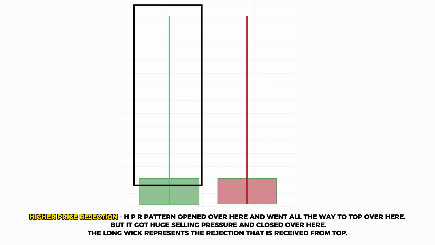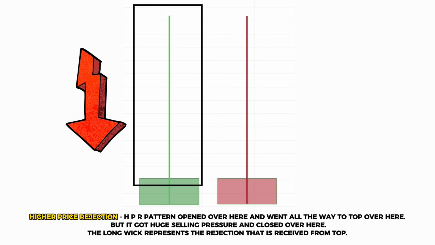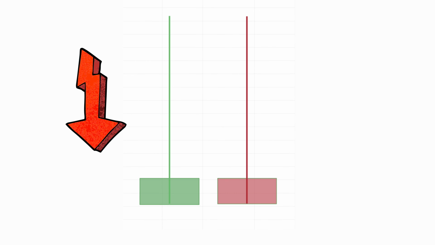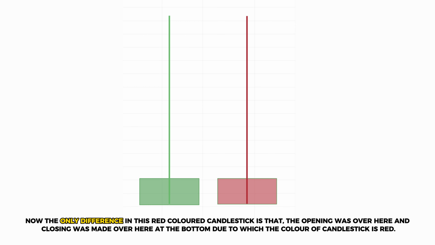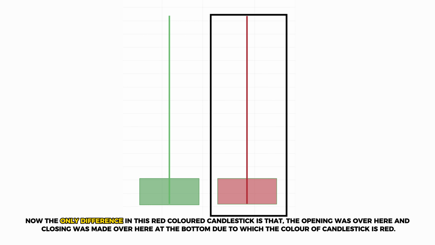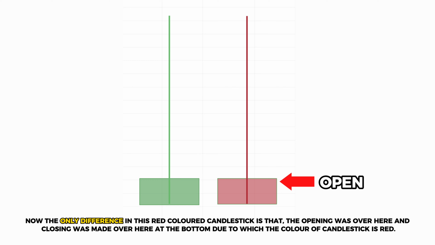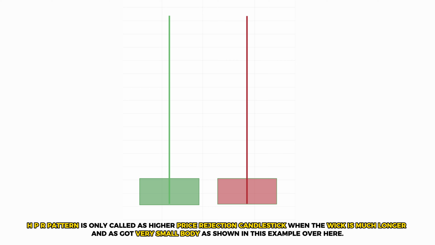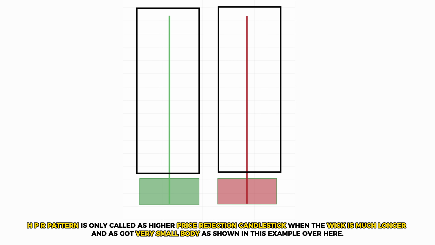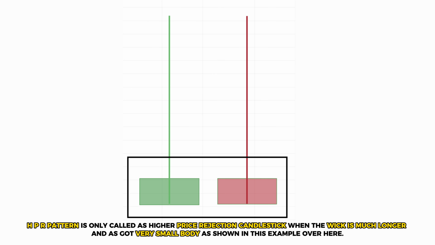The long wick represents the rejection that is received from the top. Now the only difference in this red colored candlestick is that the opening was over here. Closing was made over here at the bottom, due to which the color of the candlestick is red. HPR pattern is only called a higher price rejection candlestick when the wick is much longer and has a very small body, as shown in this example over here.